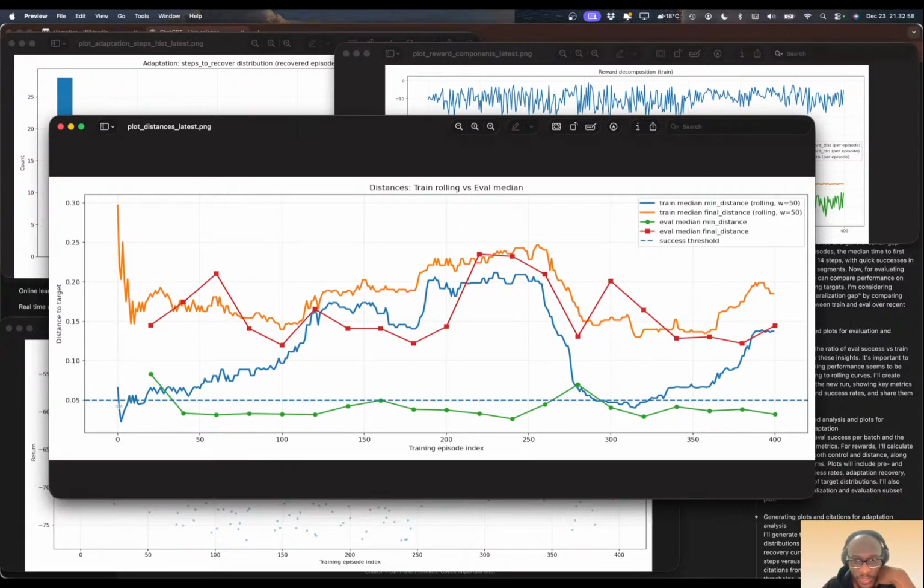But yeah, success threshold. I think we have success threshold here. So the threshold is 0.05, and everything is above 0.05, which is not good. It just says that the system is not performing so well, right?